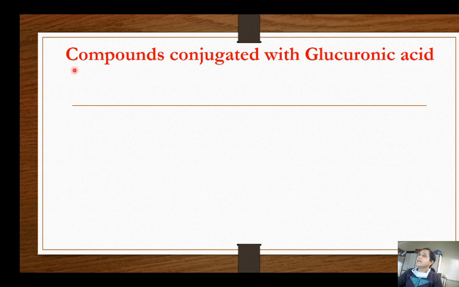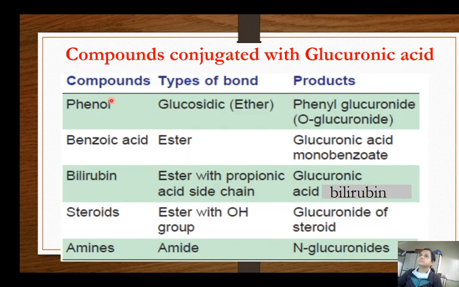Next, other than bilirubin, there are many compounds that are conjugated with glucuronic acid, such as phenol. Phenol forms a glucosidic bond, that is an ether bond, resulting in the formation of phenyl glucuronide. Benzoic acid forms an ester bond with glucuronic acid and forms glucuronic monobenzoate. Bilirubin, the glucuronic acid forms an ester bond with the propionic acid side chain, resulting in the formation of bilirubin glucuronides.